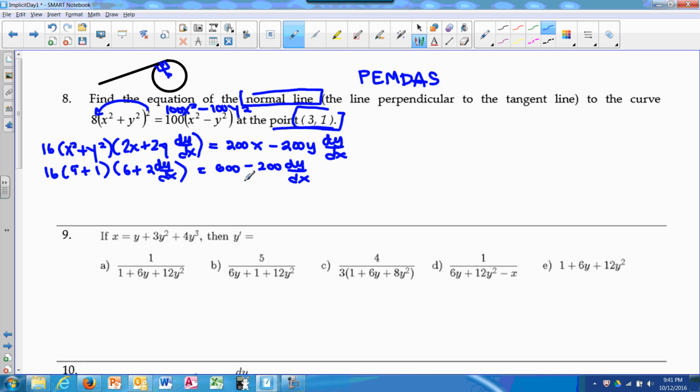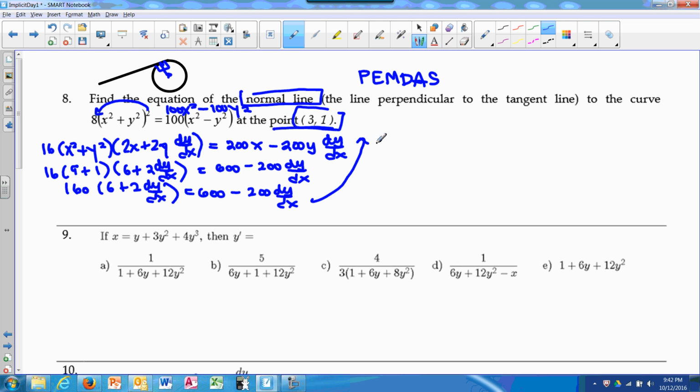This is also not 400 dy dx. For it to be 400 dy dx, this would have to be in parentheses, and it is not. So 16 times 10 is 160 times the 6 plus the 2 dy dx. So I'm going to go ahead and write this out on the left side again. 600 minus 200 dy dx.